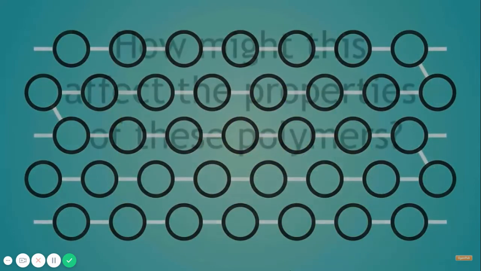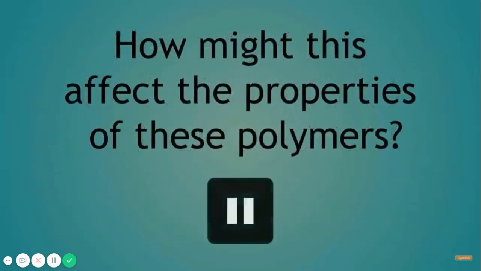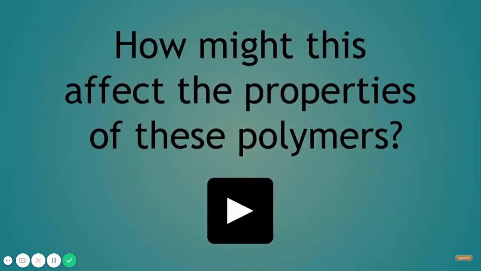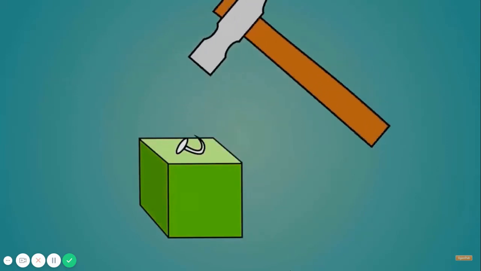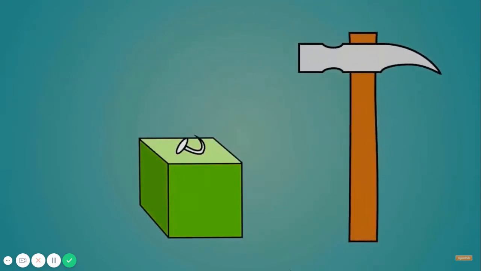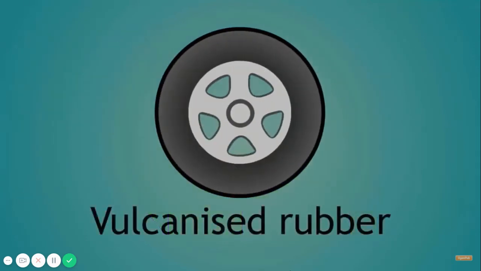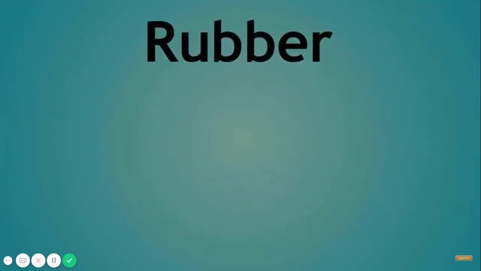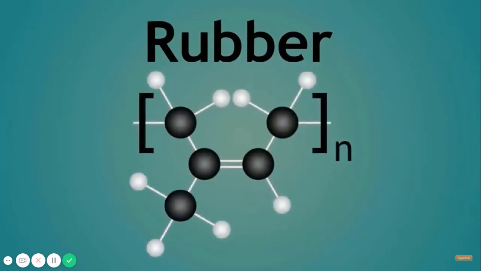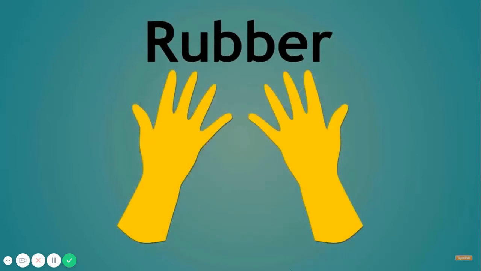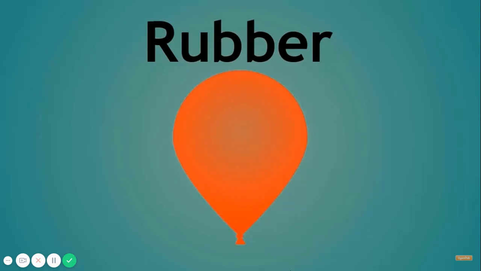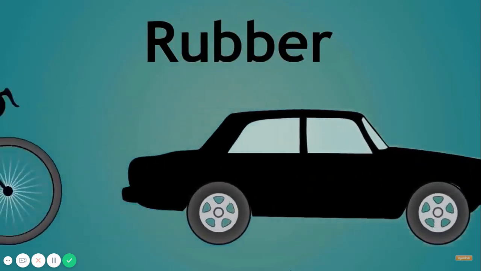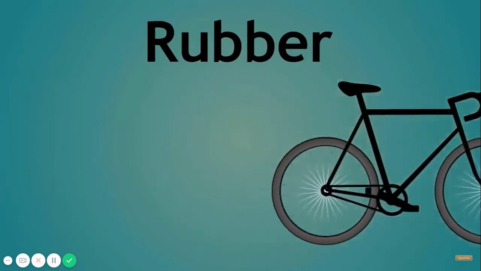Can you think about how this might affect the properties of these polymers? Pause, think, and continue when ready. The presence of cross-links hardens the overall structure. A good example of a thermosetting polymer is vulcanized rubber. Rubber tapped from para-rubber trees is a polymer of isoprene monomers. It is a runny liquid that can be processed to make latex gloves, erasers, and party balloons. It can also be used to make car and bicycle tires, though it has to be vulcanized first.